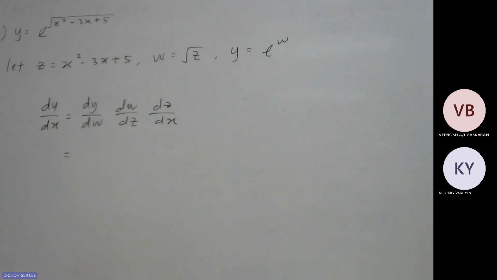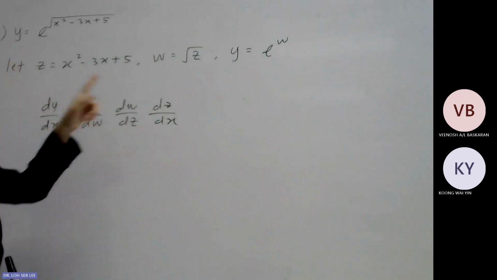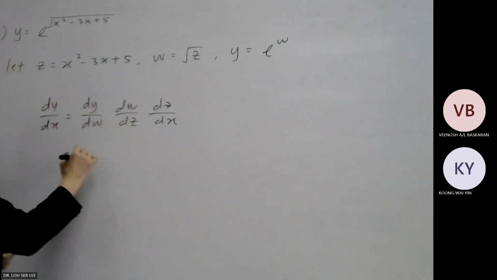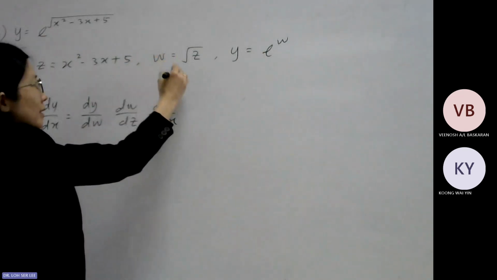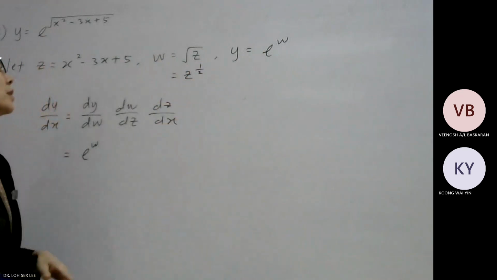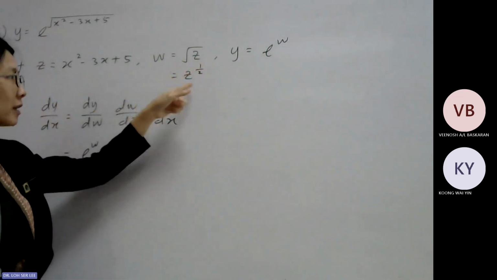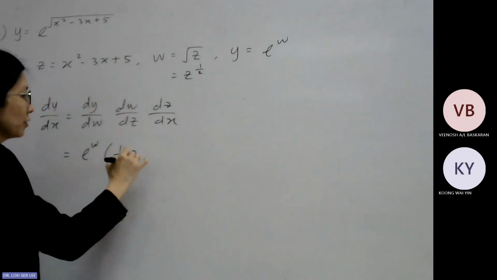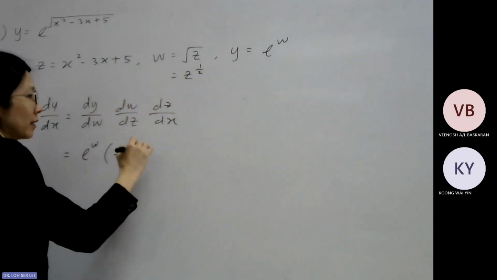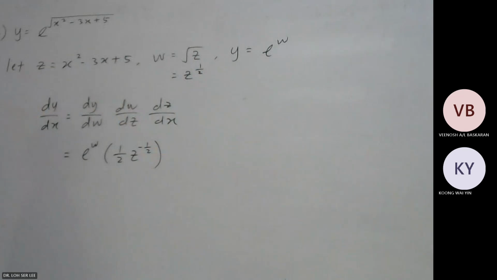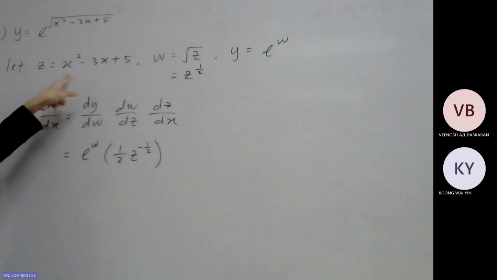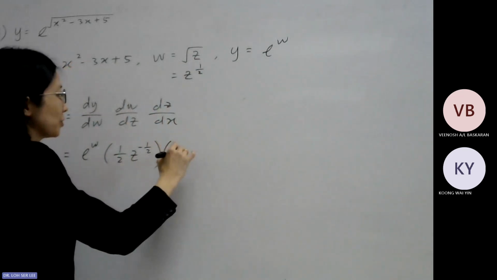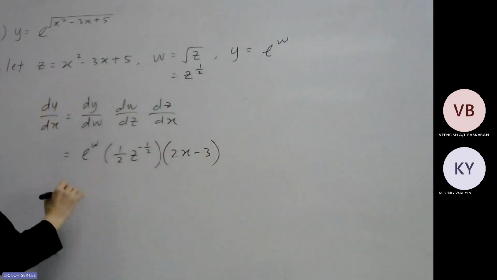Done? dy/dw, dw/dz. This is z from us. So dw/dz, when we differentiate this, you get a 1/2 z, and then half minus 1, negative half. Okay, dz/dx, you have 2x minus 3 in the bracket, 2x minus 3. Okay, simplify.